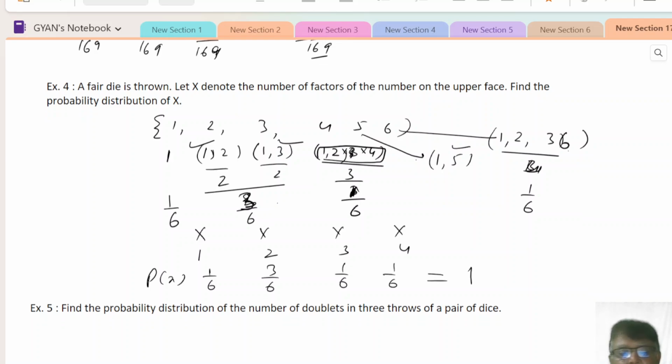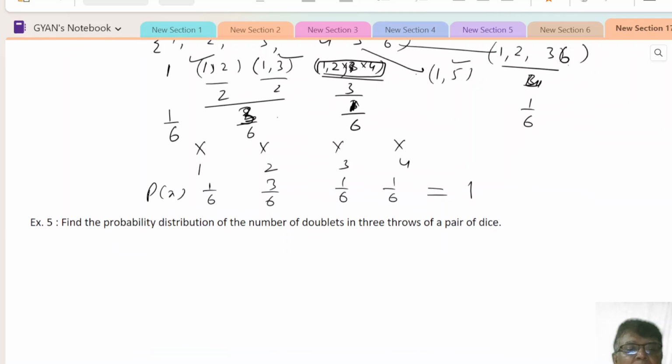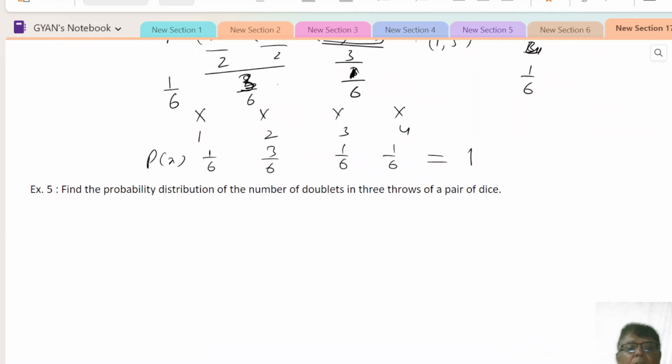Now come to the next question. Find the probability distribution of the number of doublets in three throws of a pair of dice. Number of doublets. So three throws of dice.